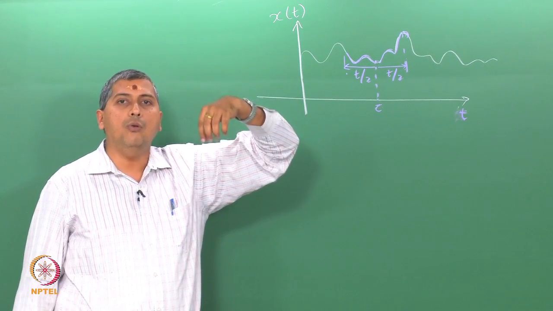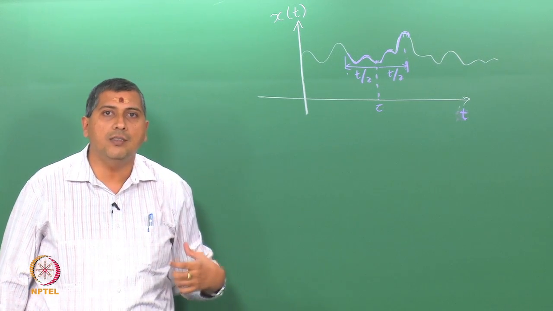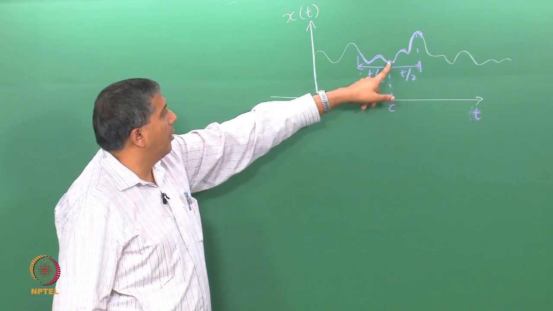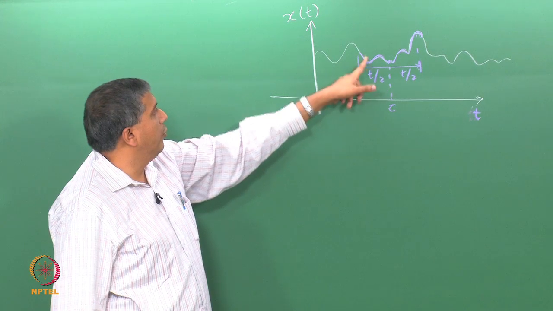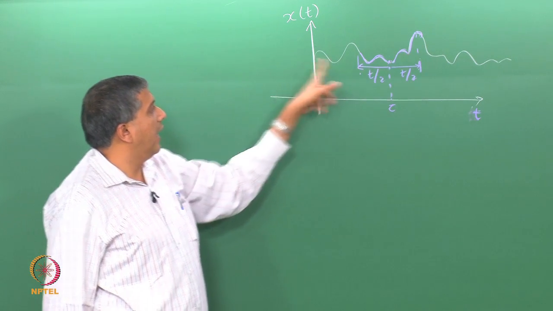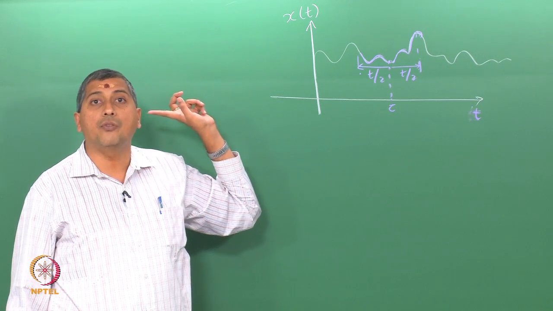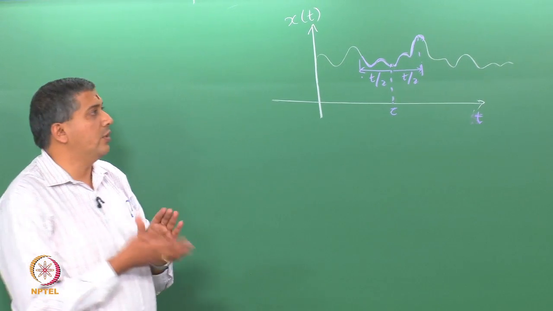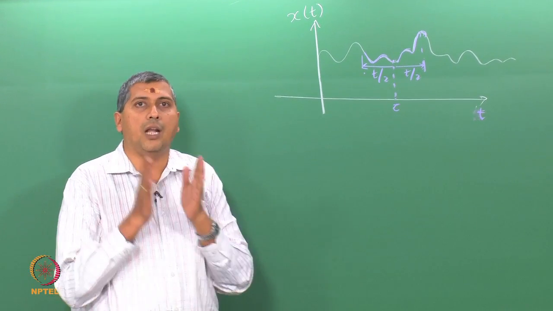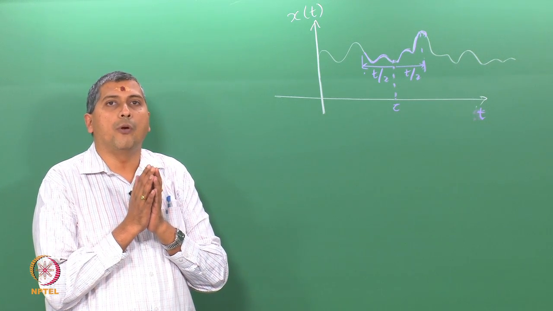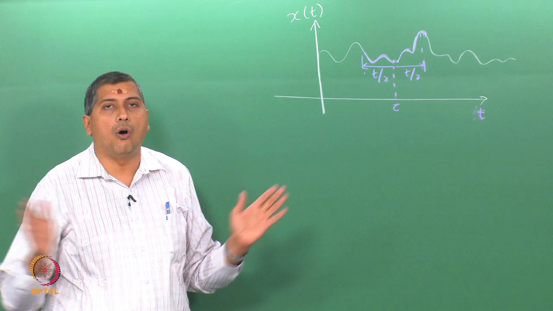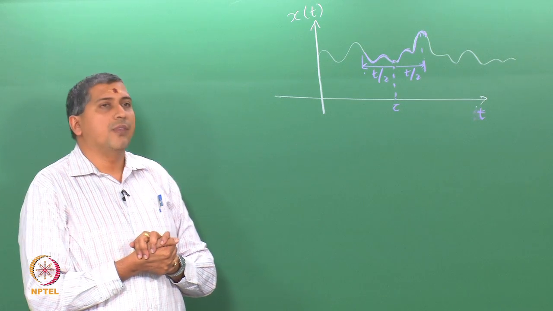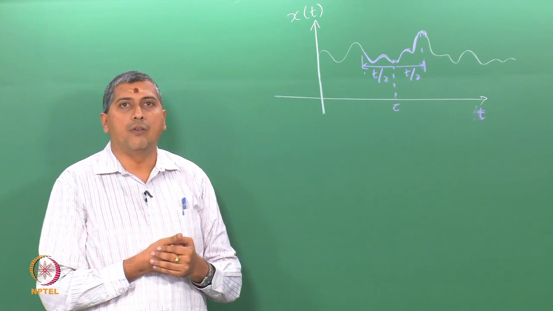If I am standing at tau, I should give more importance to the local properties. If I truly want to get the local properties at tau, I should give more importance to the segments here and less importance to the segments that are far away from tau. But the original Wigner-Ville distribution did not do that. It essentially gave uniform weighting to all the segments, and that kind of spoils some of the properties of the Wigner-Ville distribution.